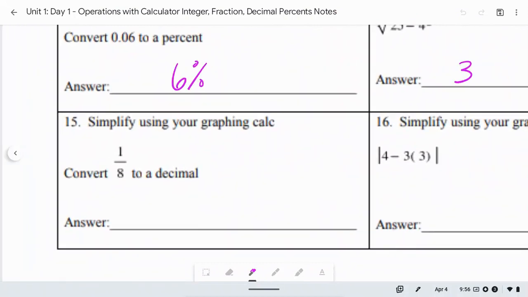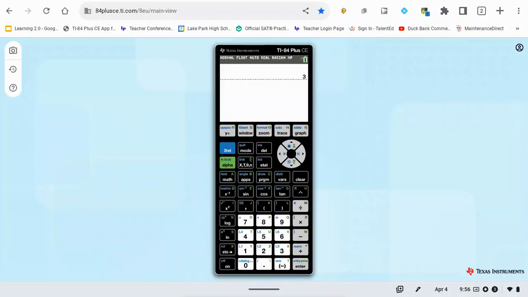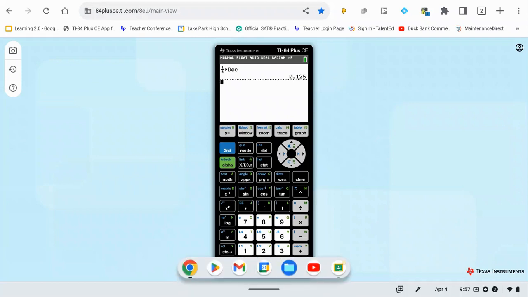Number 15, let's practice converting a fraction into a decimal. So again, I'm going to go back to my graphing calculator and I'm going to type in the fraction. So I'm going to hit the alpha y equals button and then enter. Type in 1/8. And then I'm going to hit the right-hand arrow to get out of the fraction. Now to convert this into a decimal, I can hit the math button, which is right below the green alpha button. And then option number 2 will convert it into a decimal. So hit enter, then hit enter one more time. So that converts to 0.125.